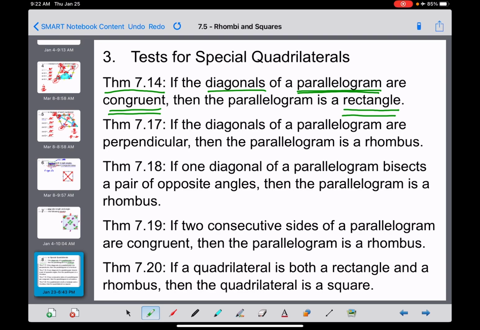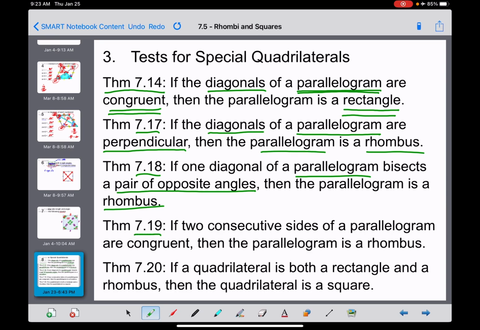Now the 4 theorems that belong here in 7.5. Theorem 717 says that if you know you have a parallelogram, and if you test the diagonals and find out that they are perpendicular, then your parallelogram would have to be a rhombus. Okay, so that's Theorem 717. 718, now, if one diagonal of a parallelogram bisects a pair of opposite angles, then you know that the parallelogram you're dealing with must be a rhombus.